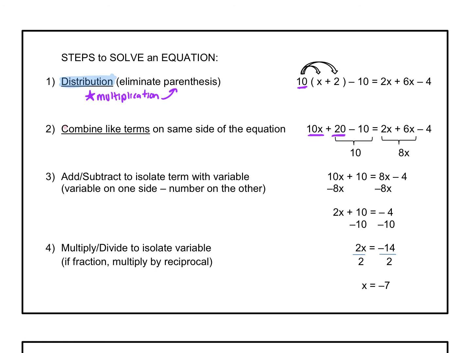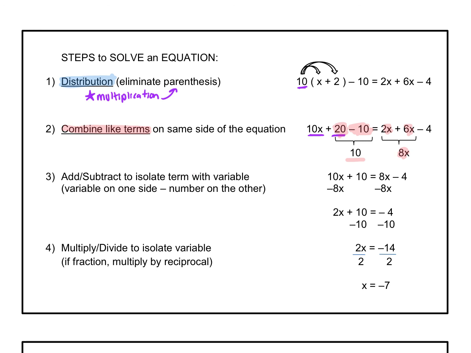The next concept is combining like terms on the same side. So I have a 20 and a minus 10, so that combines to a like term. I can also combine the 2x and the 6x to give me an 8x. So when things are on the same side, we're just going to combine them using the operation that's present in order to consolidate like terms. So what I end up with is 10x plus 10 equals 8x minus 4.